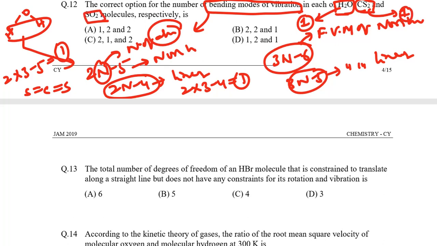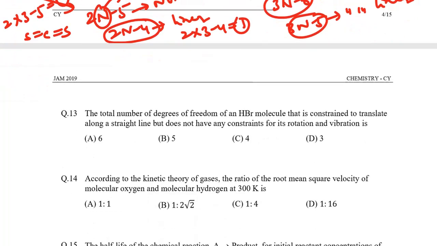Now SO2 molecule is a non-linear molecule. That's why 2 into 3 minus 5 results in, sorry, 1. Now SO2 produces 1 bending mode of vibration. So 1, 1, 1 is the correct answer, and option D is our answer. Okay, next question.